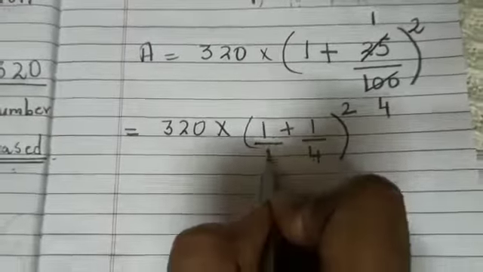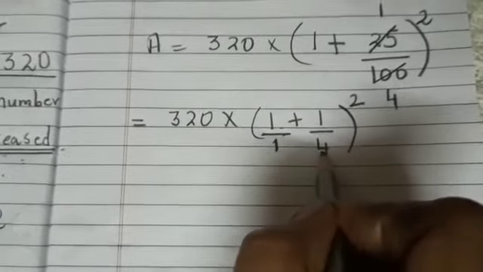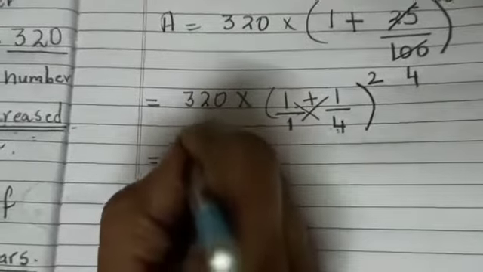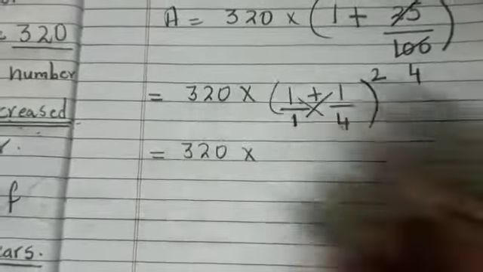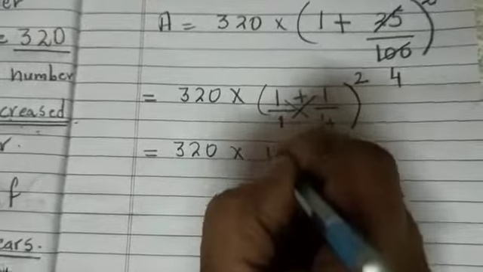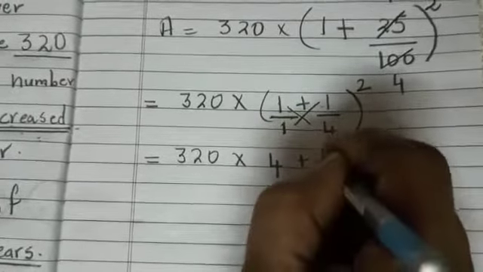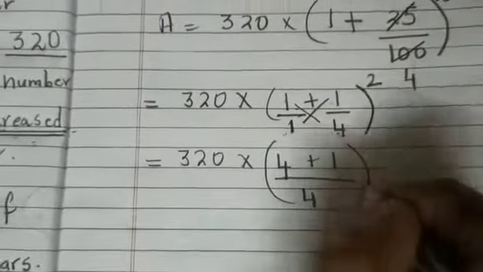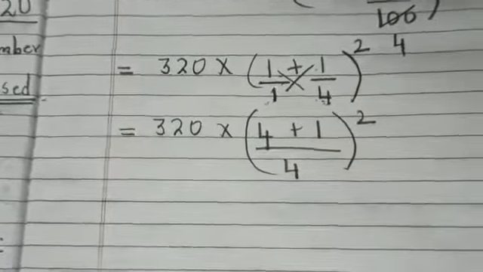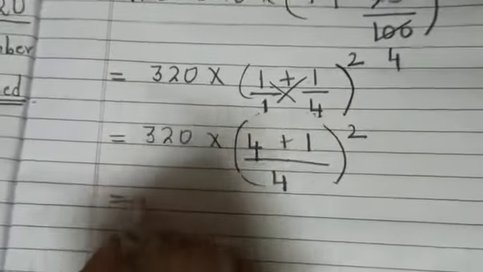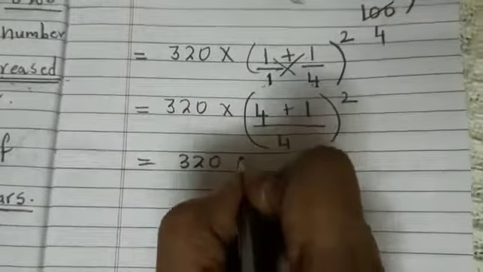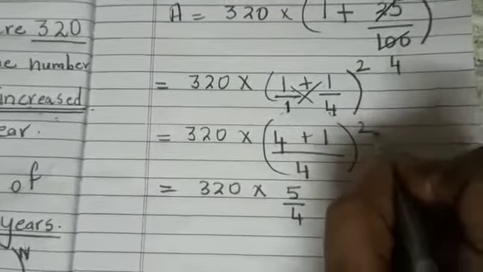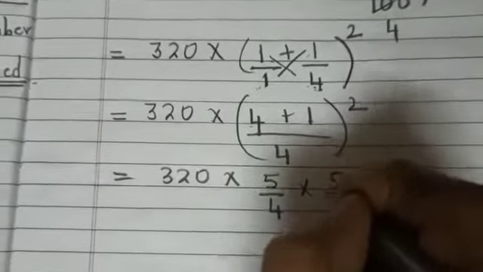Now you know that we have to add this. So I put the denominator as 1. The denominators are not the same, so you have to equalize them by cross multiplying. So you get A is equal to 320 into 4 ones are 4 plus 1 ones are 1 upon 4 ones are 4, the whole raised to the power of 2. So now we get 320 into 4 plus 1 is 5 upon 4. Now because it is 2, we write this twice.